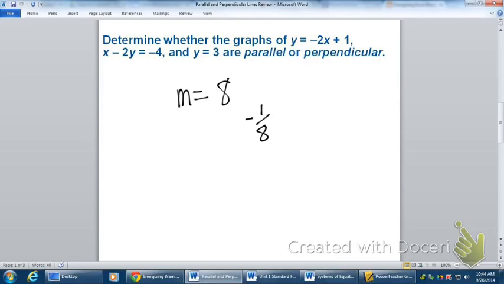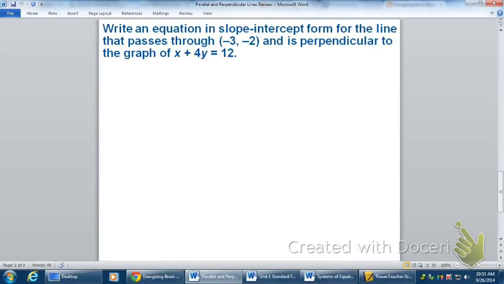What's the purpose? To see if it's parallel or perpendicular. Remember, perpendicular lines have reciprocal slopes. Yeah, that's reciprocal. How do you know if it's switched? y equals mx plus b.